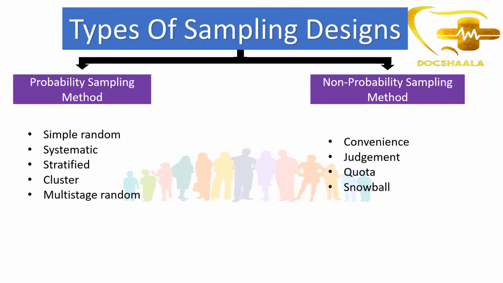Then the types of sampling designs. The types of sampling designs are two types: probability sampling method and non-probability sampling method. So these are the two types of sampling methods that we have. Please keep in mind this flow chart. Under probability sampling, we have simple random sampling, systematic, stratified, cluster, and multi-stage random. And under non-probability, we have convenience, judgment, quota, and snowball. So these are the different sampling methods that we have.